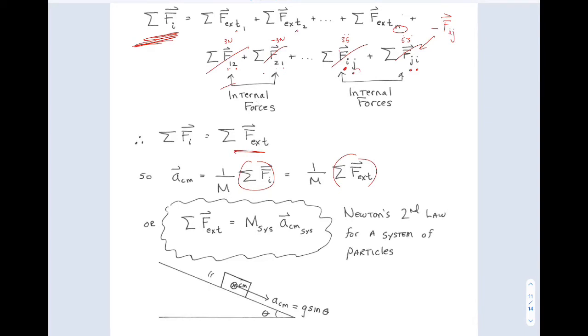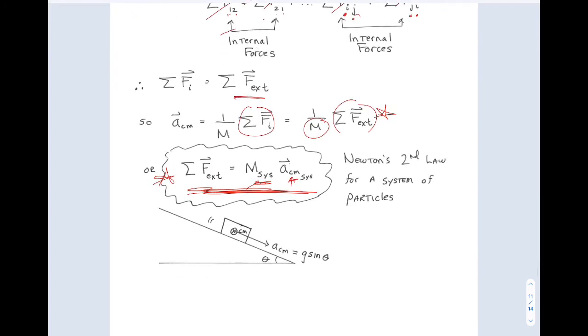So if I solve this for F, that looks just like Newton's second law from the previous chapter, but we have to be really careful. This M is the mass of the system, and the A is the acceleration of the center of mass of the system. So when we write Newton's second law now, you have to be careful: that's the mass of the system, and that's the acceleration of the center of mass of the system.